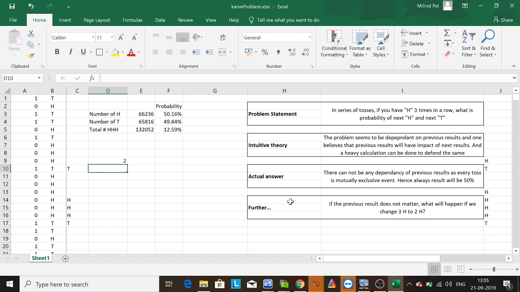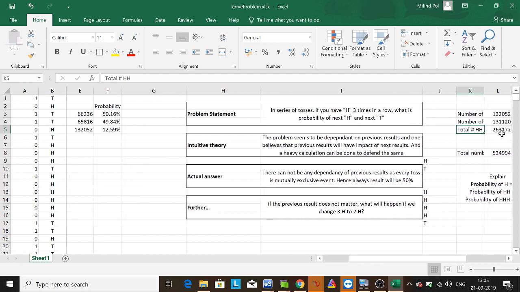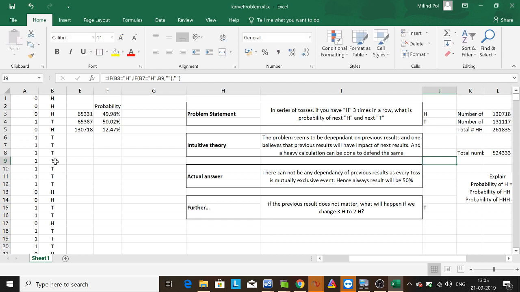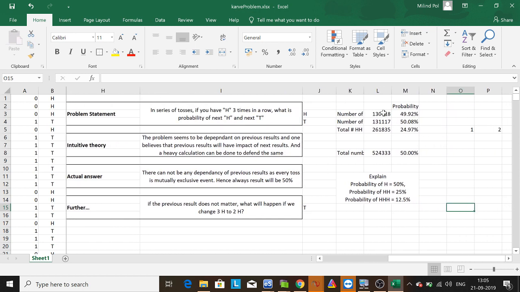So next comes: if it is 50% for 3 H's, what will it be for 2 H's? So what I did was the same calculation on column J here. If B4 is H and B3 is H, then print B5 in J5. Okay, same thing I have done. So for example, this H comes in because there are two H's in a row. Now it has changed again, two H's in a row, two H's in a row, T is printed, this T is printed, and so on and so forth. And then I did the same probability calculation here, which is also coming to 50%.